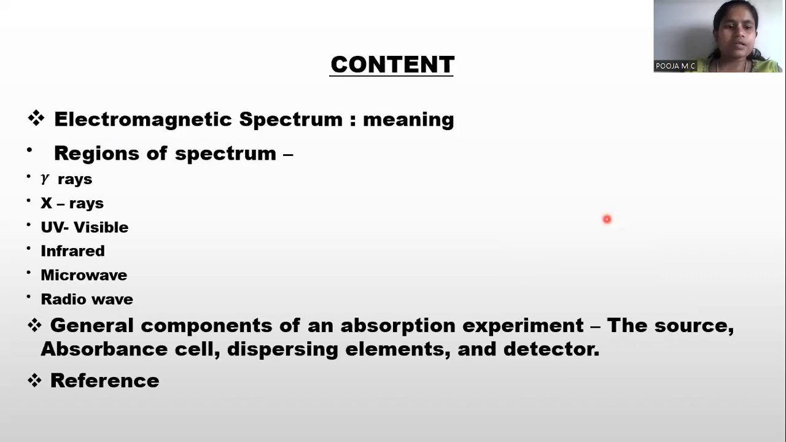It contains the electromagnetic spectrum, its meaning and the regions of the spectrum. The regions of the spectrum are gamma rays, X-rays, UV visible, infrared, microwave and radio waves. The general components of an absorption experiment are the source, absorption cell, dispersing element, detector and reference.